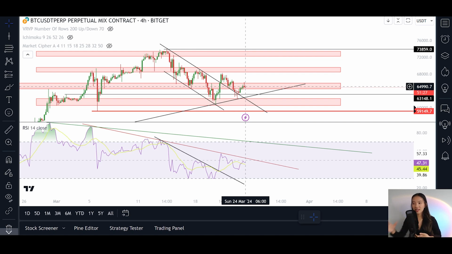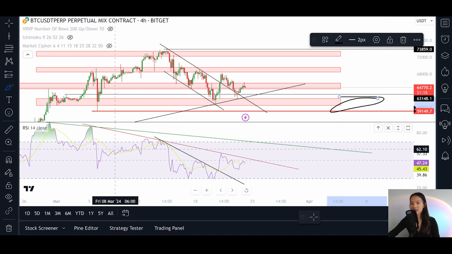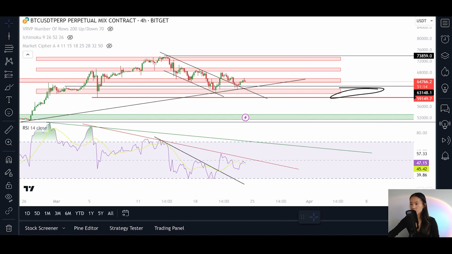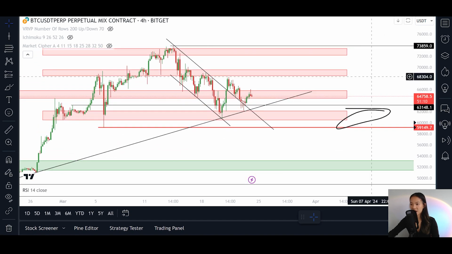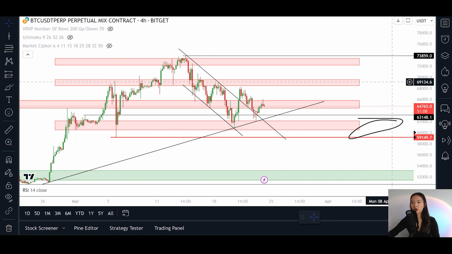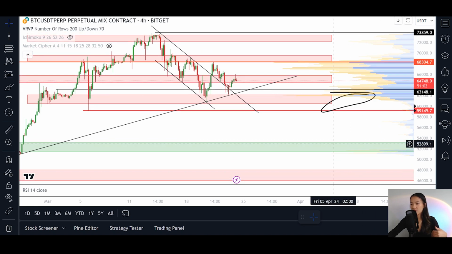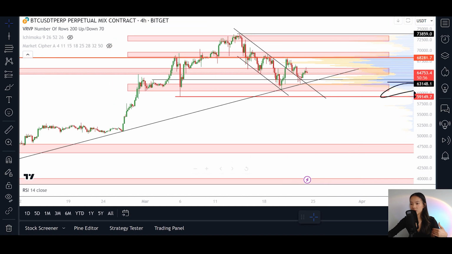So $65,000 is still currently our level of resistance, and the level of support is still that really key level at $60,000. In my last video, I said if we lose $60,000, it would mean a huge correction downwards, a massive continuation of our downwards move. And if we pull up the VRPV, we can have a little bit of a look. We'll get rid of the green so you guys can see a bit easier, and just zoom out a fair bit.